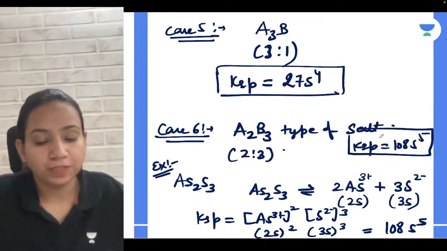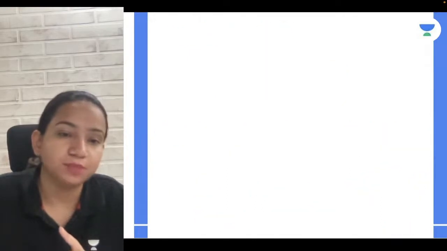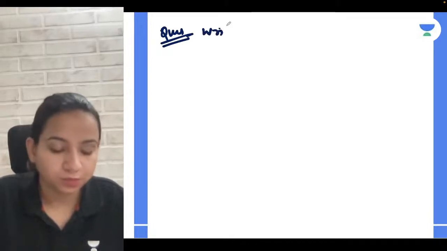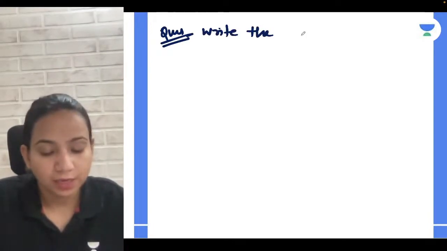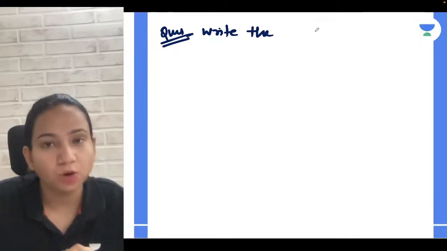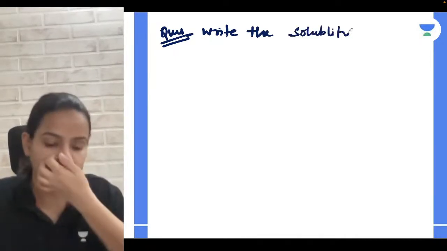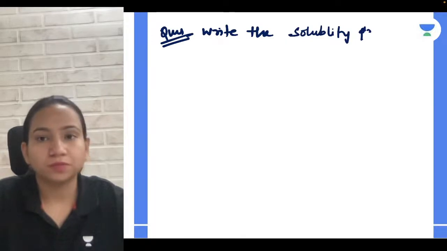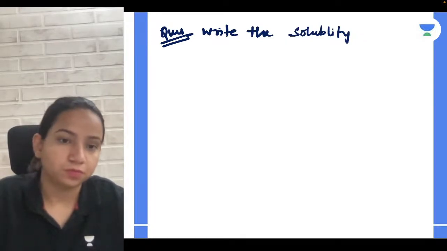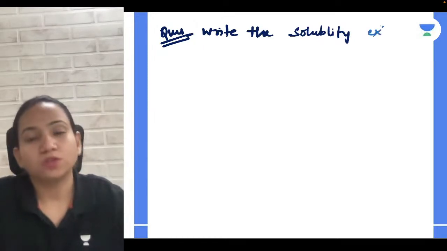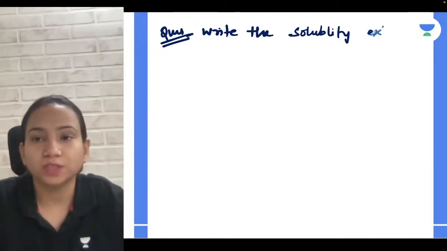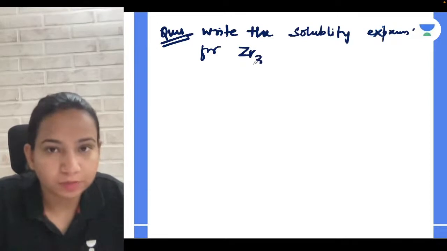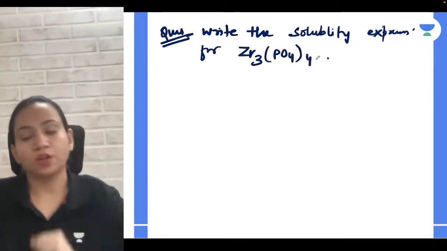Okay. Now, if I say one more thing, let's just discuss an example. So I have a question. Write the solubility product expression for zirconium phosphate, Zr3(PO4)4. So you have to tell that.